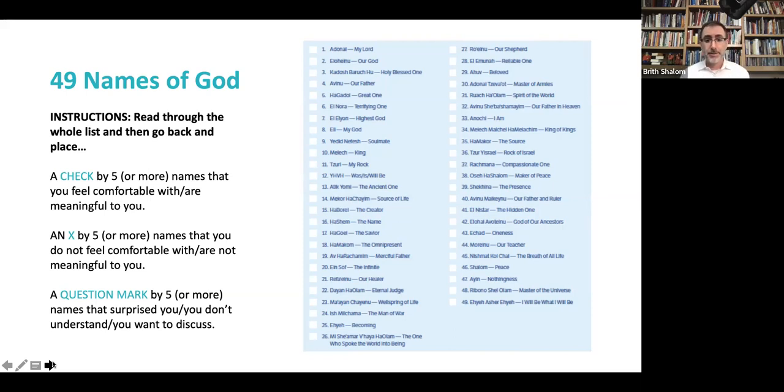And so these names help support that idea. On one hand, you've got King, you've got El Norah, the terrifying one, which you can also translate in different ways: the Awesome One, the Highest God. But on the other hand, you've got the Infinite, the Healer, the Wellspring of Life.